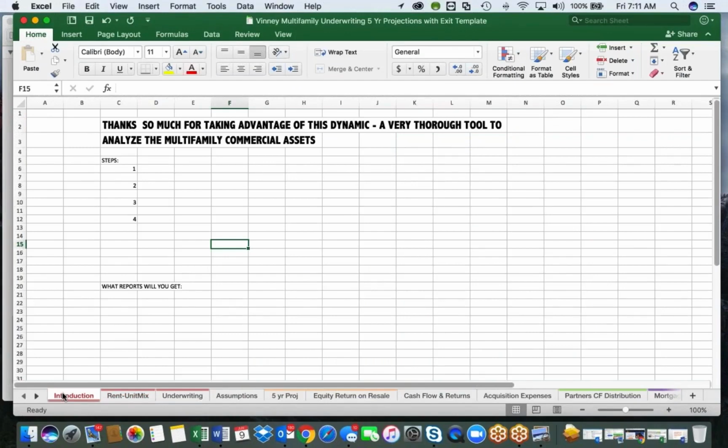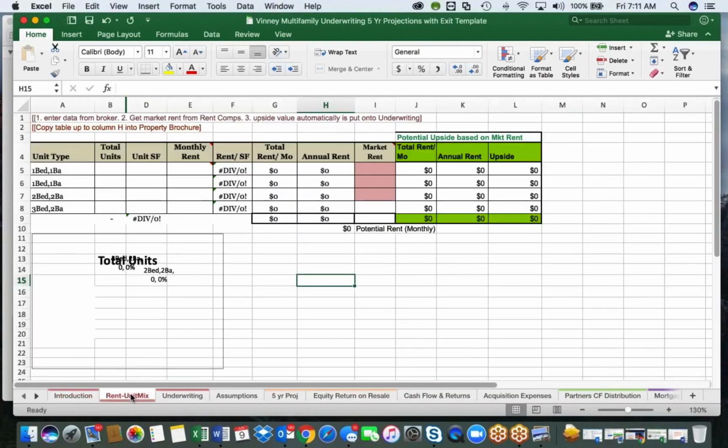Now, what I wanted to do was talk a little bit about the blank underwriting template, and I'll be putting more stuff into it. Thanks for taking advantage of this dynamic, very thorough tool to analyze multifamily commercial assets, and then steps 1, 2, 3, 4, 5. This is where it all starts.